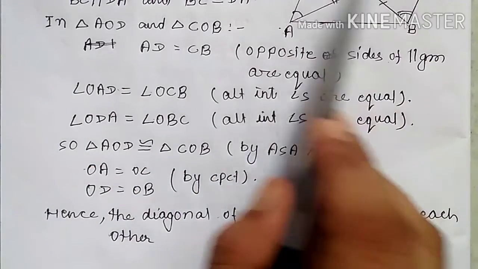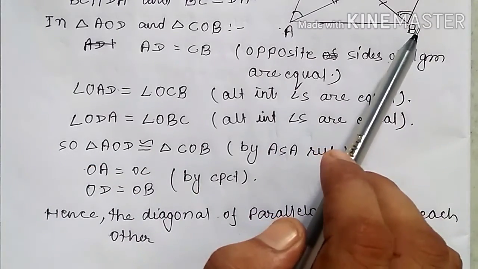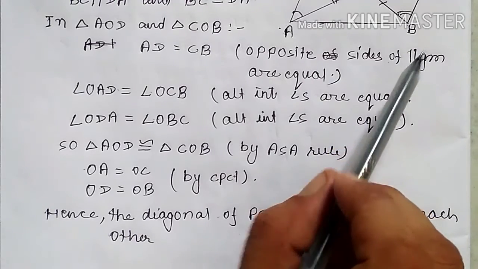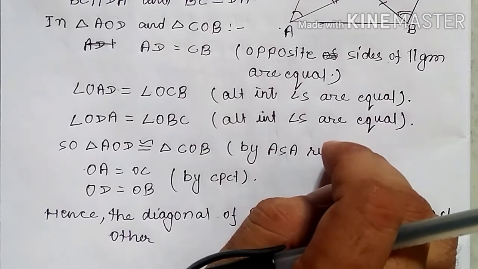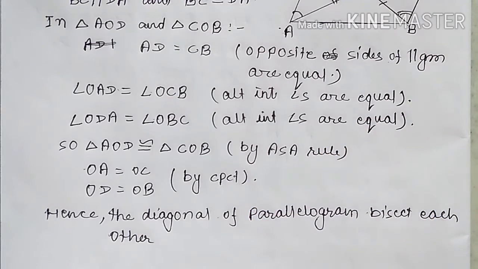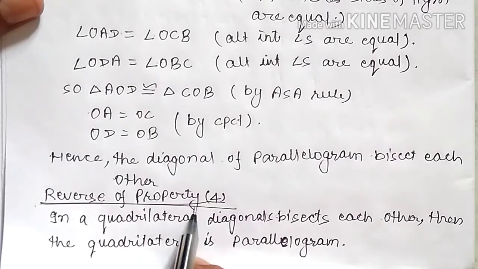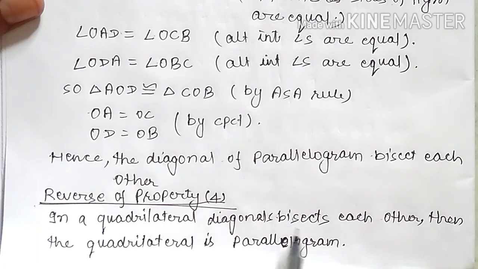The reverse of this property is, if the diagonals of a quadrilateral bisect each other, then we can say that the quadrilateral is a parallelogram. Reverse of property 4: in a quadrilateral, if the diagonals bisect each other, then the quadrilateral is a parallelogram. This is all about the quadrilateral.